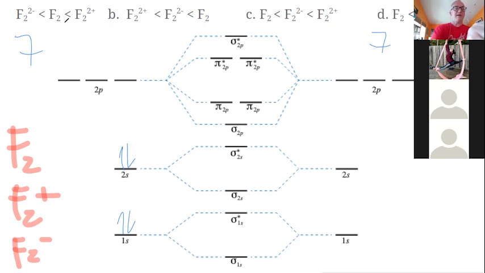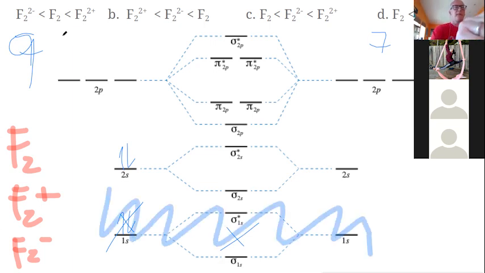Because actually, fluorine has a total of 9 electrons. These two are not bonding. We shouldn't be including this. That's messed up. I should have spotted that earlier, but I didn't. So I apologize. It has 7 valence electrons. We're going to ignore this part down here. That's a mistake. Okay, so 7.